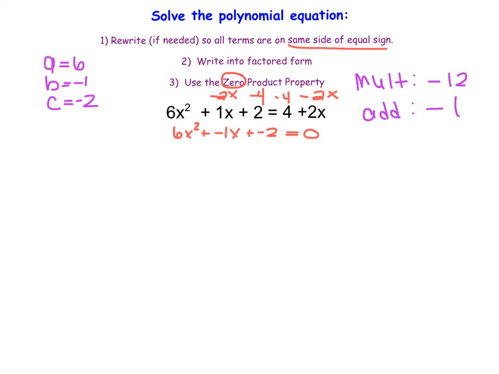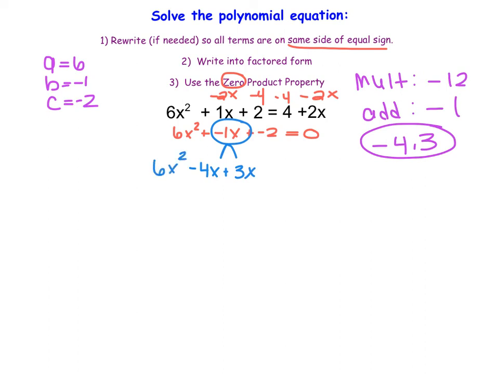So I start thinking through the factors of negative 12, what is going to multiply to negative 12, and I ultimately discover that if I take negative 4 times 3, that will multiply to negative 12, but will then also add to negative 1. So then I'm going to take my negative 1 here, and I'm going to split it into negative 4x plus 3x. And then I'll carry down the rest of the problem.